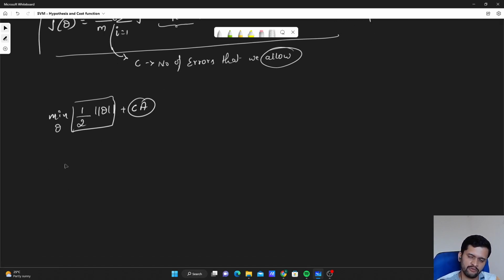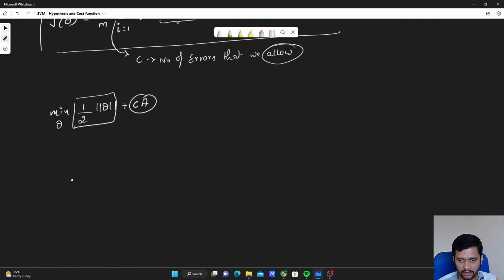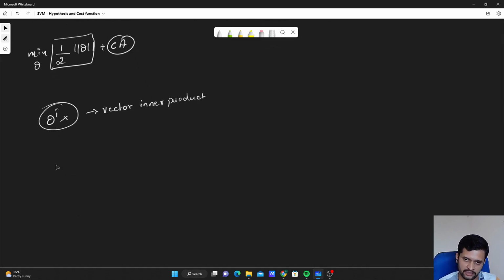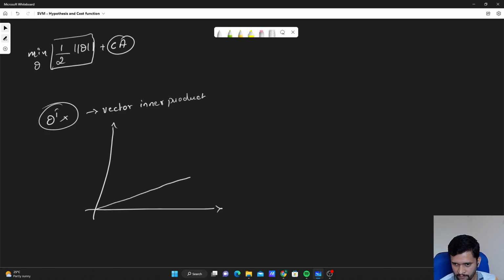Now in order to understand this, let us see what theta transpose x looks like. This is called the vector inner product. How can we visualize this? Let's say I have my theta and x. This is my theta, the coordinates are theta 1 and theta 2. And let's say I have my x here, the coordinates are x1 and x2.